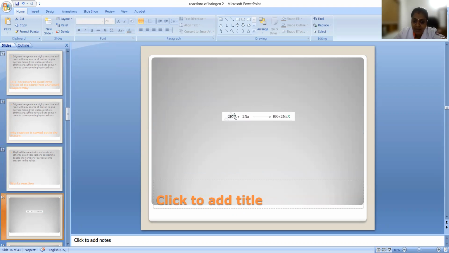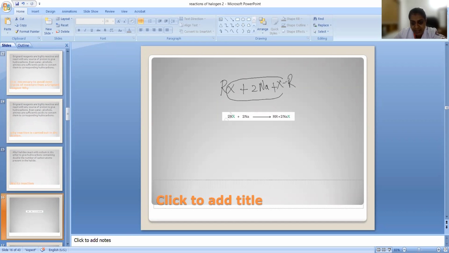Here we used only one R, right? But in the product we will get two R. That is, the alkyl halide is converted into the corresponding hydrocarbon which has double the number of carbon atoms. So let us see the reaction. RX, you take 2, and 2 Na, you are taking, right? So write it like this, so it will be easy.